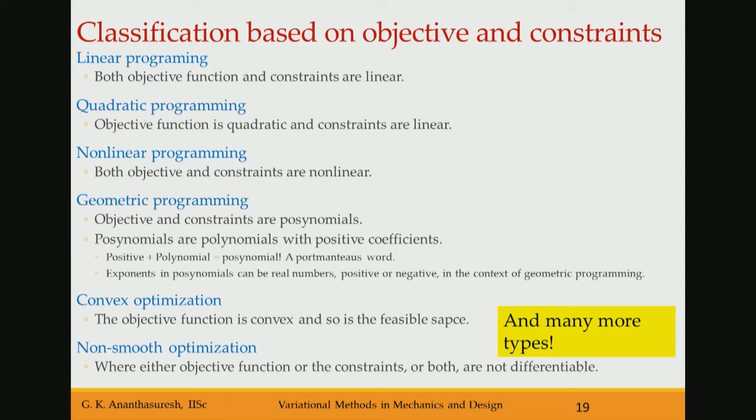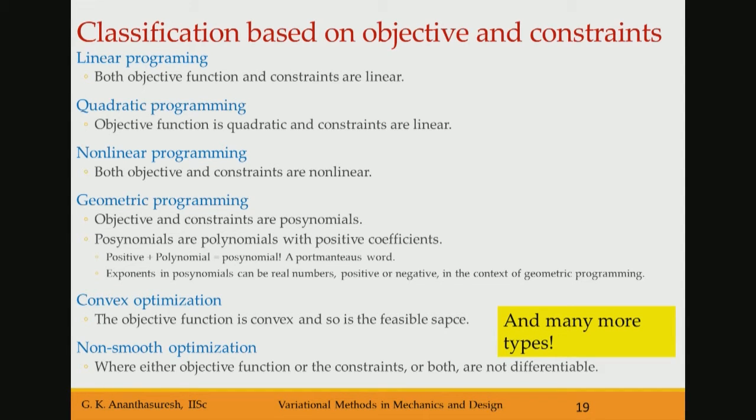You can classify them based on the nature of the objective function and constraints. For example, if you have objective function and constraints, all of them linear, we call it a linear programming problem. In operations research, most of the problems are linear. That means that the objective function depends on the design variables in a linear fashion. You only have x1, x2, x3 as linear variables, and you do not have terms like x1 square or x1 times x2. That is linear programming.